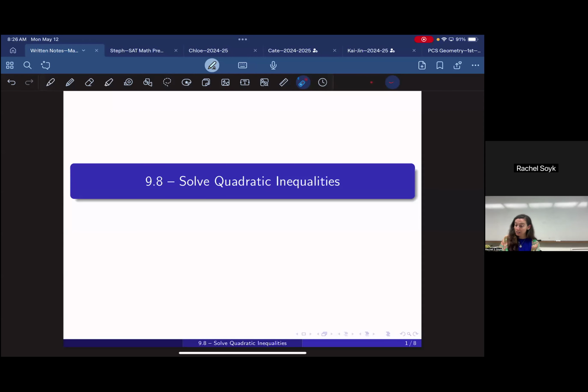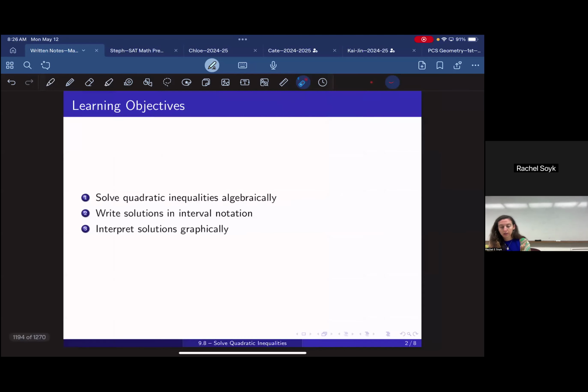So our last section of this curriculum is our 9.8, solving quadratic inequalities. And our learning objectives from this section are solving our quadratic inequalities algebraically, being able to write our solutions in interval notation, and then being able to interpret those solutions graphically.